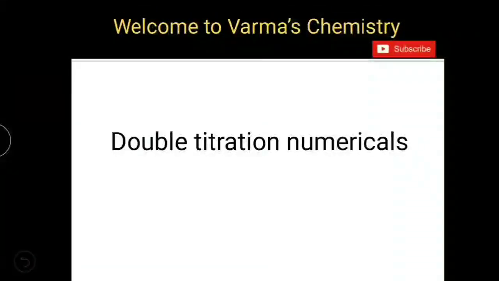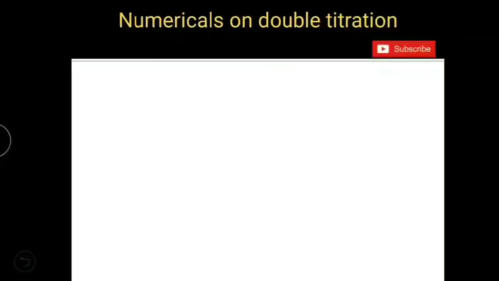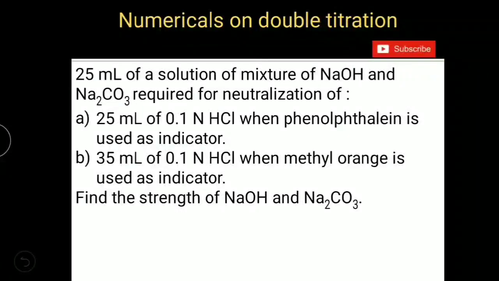This video is about numericals on double titration. 25 ml of a solution of a mixture of sodium hydroxide and sodium carbonate required for neutralization 25 milliliters of 0.1 normal HCl when phenolphthalein is used as indicator, and 35 ml of 0.1 normal HCl when methyl orange is used as indicator. Find the strength of sodium hydroxide and sodium carbonate.